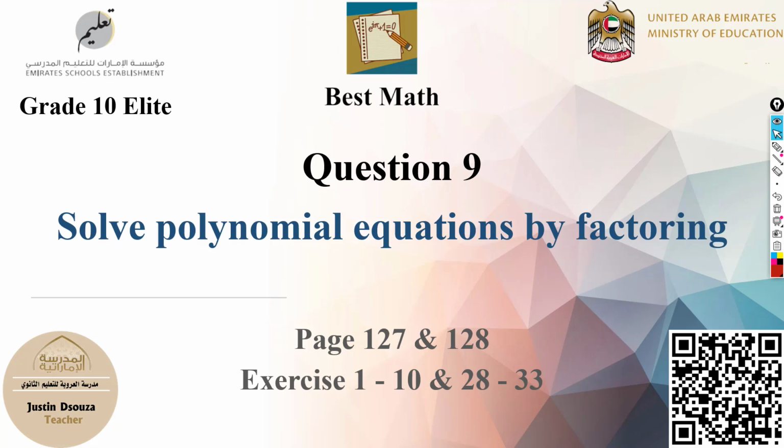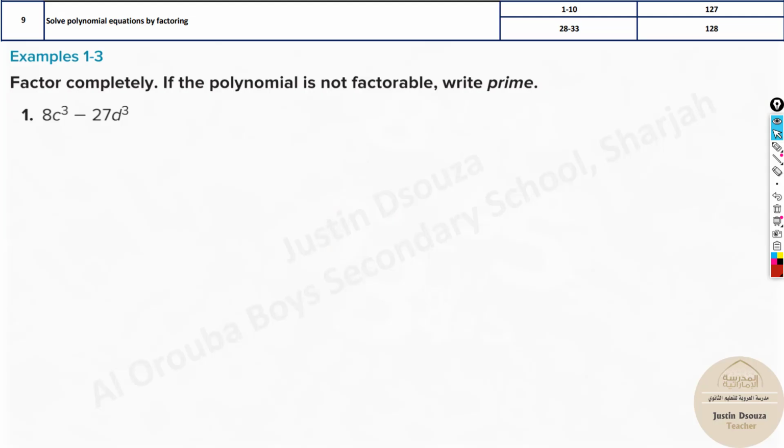Question 9 is to solve polynomial equations by factoring. Here you have problems like this. It is not the whole cube formula which we will be using over here. It is the difference of cubes, or the sum of cubes. Now we will see that in a while, but over here you need to remember the a cube minus b cube formula or the a cube plus b cube formula. These are given by, see, if it's minus, you need to write a minus b first.